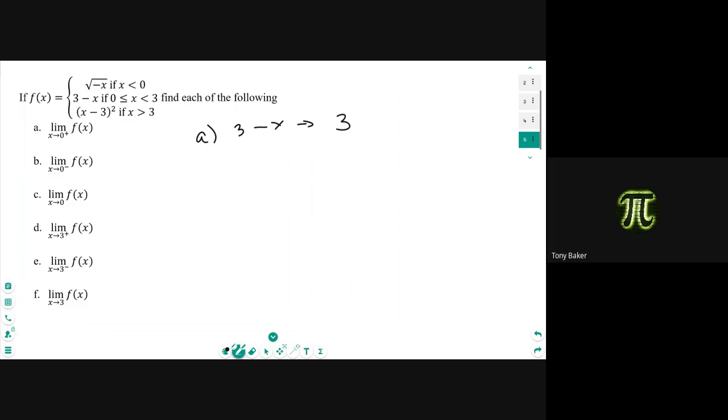What about B? We're coming at it from the left, 0. At the top one. So square root of negative x, plugging in 0, goes to 0.